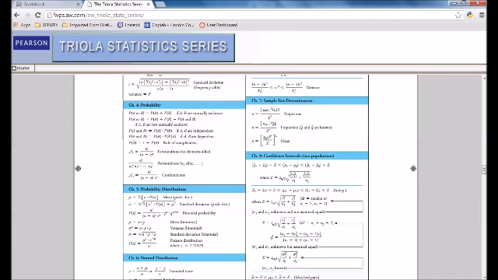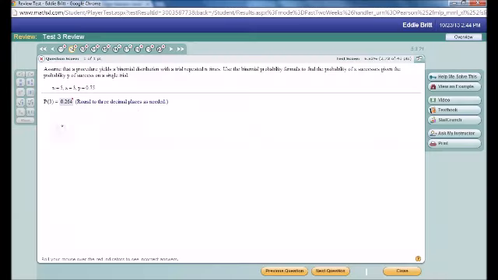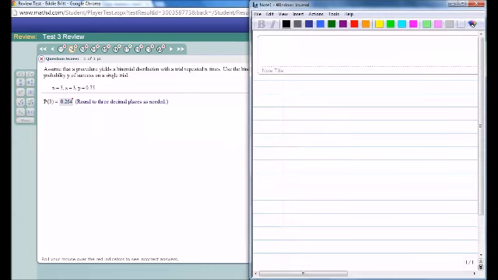Alright, so let's go back to our problem. We're given that n equals 5, x equals 3, and p equals 0.75. So we want to use that formula. So plug in your n, so that'll be 5 factorial over n minus x, so 5 minus 3 factorial times x factorial, so it's going to be times 3 factorial.